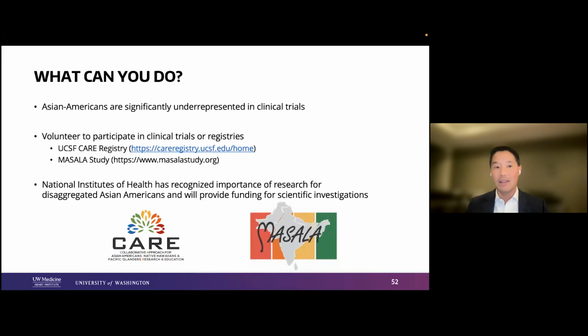And the Masala study is a specific study looking at South Asian communities and at why South Asian risk is higher, by dissecting out some of the risk factors specifically in South Asian people. And then finally, the NIH has recognized that there is a need to fund more research looking at disaggregated Asian Americans. So in the near future, I think there are going to be opportunities to see programs and research funding directed specifically at Asian American communities.